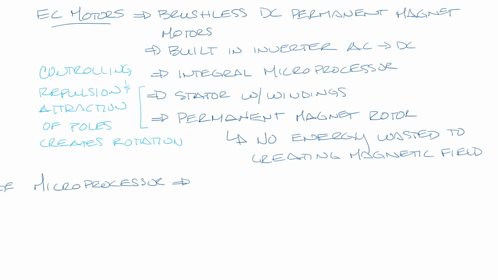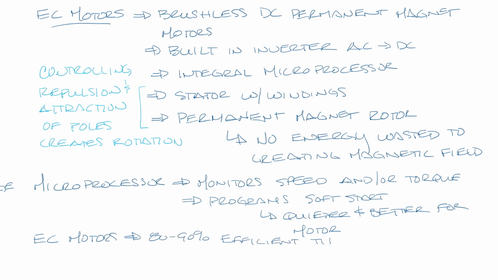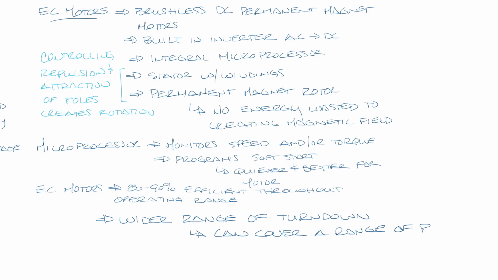The microprocessor monitors the speed and/or torque of the motor, and it also allows it to be programmed with a soft start, which is better for the motor. EC motors have efficiencies of 80 or 90% or higher, and they maintain that efficiency even at turn down. EC motors have a wider operating range as well. This means that for any given size of EC motor, the operating range can cover several sizes of PSC motor.